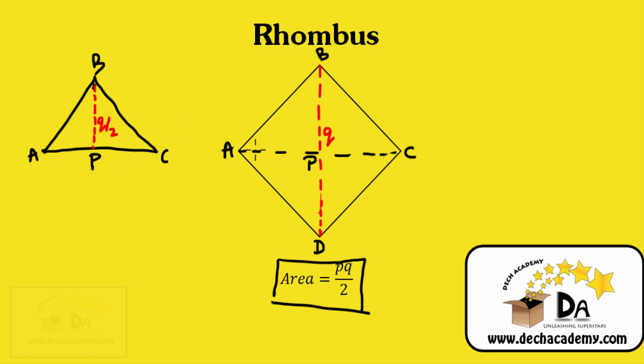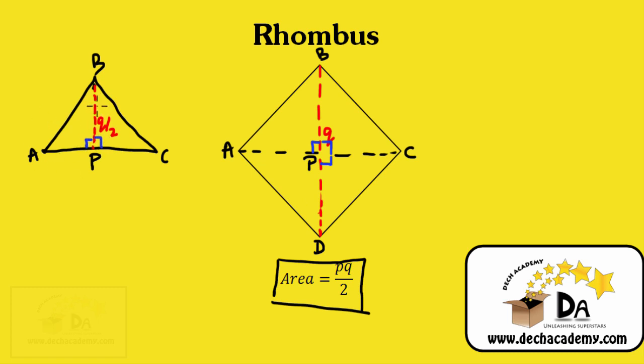Note that the diagonals of a rhombus are perpendicular to each other. So that angle there is 90 degrees, 90 degrees, 90 degrees, and 90 degrees. That means this angle here is 90 degrees, this is also 90 degrees.